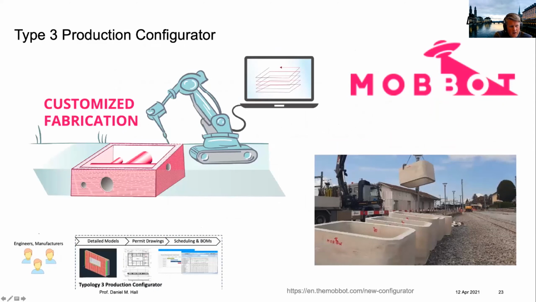And the third typology, which I haven't seen a lot of configurators before for this third typology, but we're starting to see a few more, is what we call the production configurator. And I'm hoping that we can get Mobitz as a guest lecture, still the last guest lecture to be confirmed. They're a Swiss startup that does 3D printing of concrete shapes. But what they're doing is taking a specific product that you need and moving into the detailed model all the way into the permit drawings and the scheduling and the exact bill of materials. So I wanted to pull up the demo because you can go to their page.